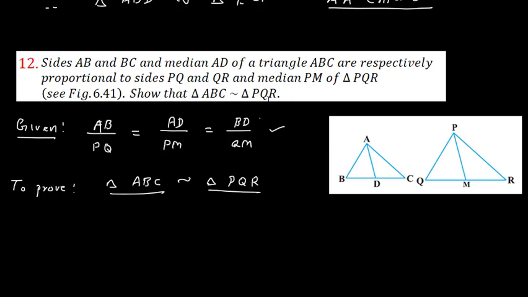I only know AB upon PQ, and for side BC only BD upon QM is known. But as you know that AD and PM are medians, if I know BD upon QM, I can find BC upon QR. How? I will double this BD and double this QM, and I will get this side. But how will I get the ratio of AC and PR? That is not possible, so we cannot use the side criteria here.